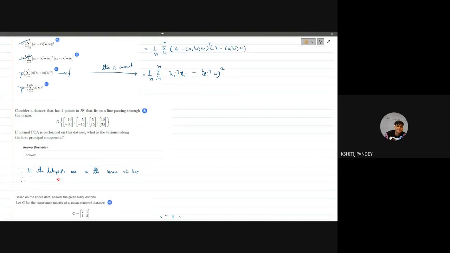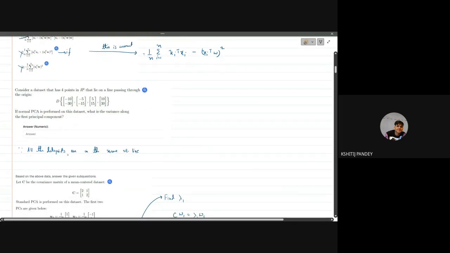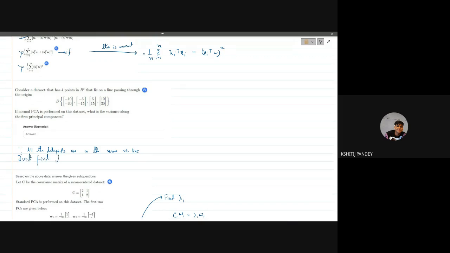Therefore, for finding the variance, just find the variance of the data set. Yes. Is this clear? What's the approach for this question?